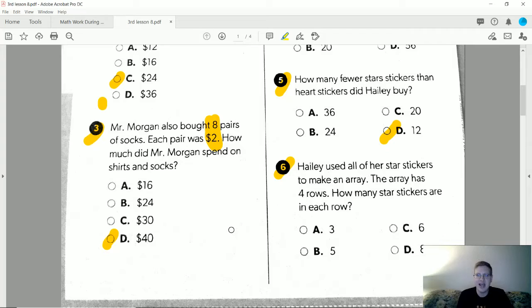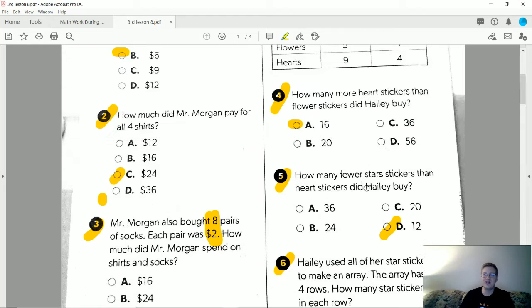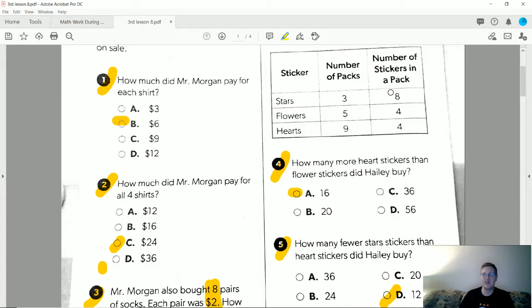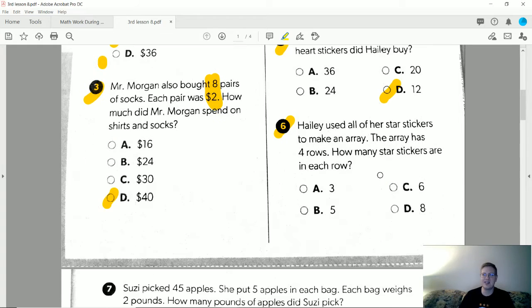Number 6, Haley used all her star stickers to make an array, and the array has 4 rows. So for our star stickers, again, we have 24. And so that would give us 4 rows of 6.